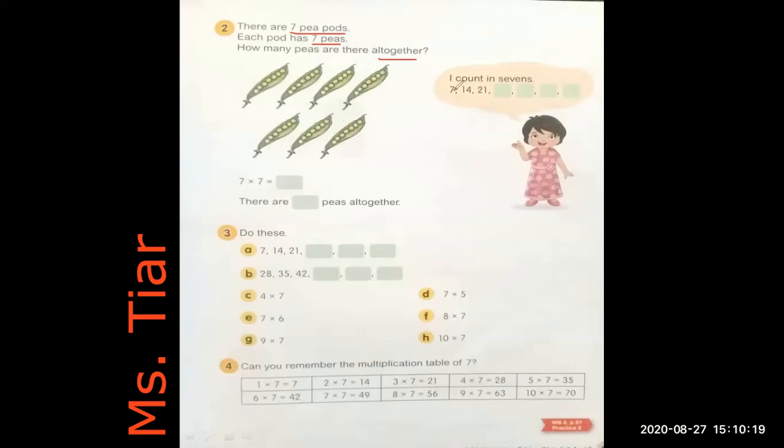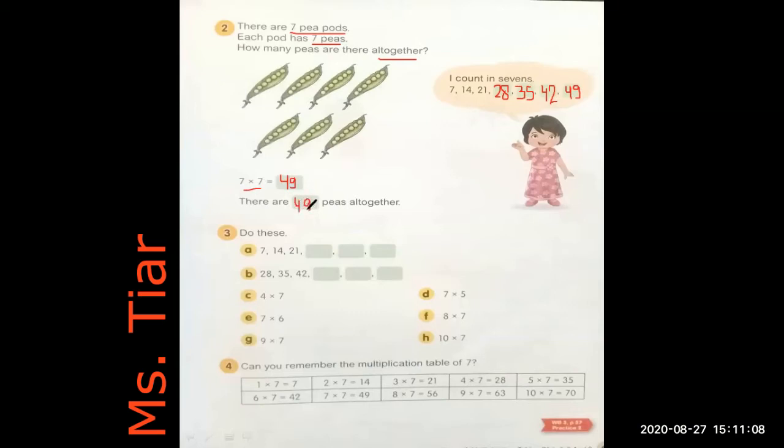7, this is 1 seven, 2 sevens, 3 sevens, 4 sevens, or 4 times 7, we get? Yes, we get 28. And then after that, 5 sevens, we get? Yes, 35. Next, 6 sevens, we get? Yes, we get 42. And then 7 sevens, we get? Yes, we get 49. Get it? Okay, now over here we have the question. 7 times 7, we get 49. So there are 49 peas altogether.